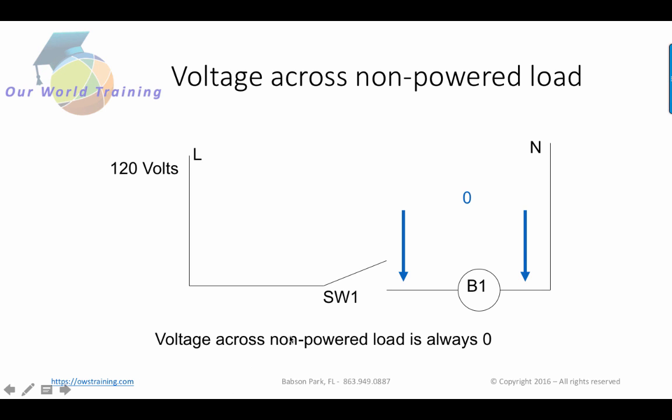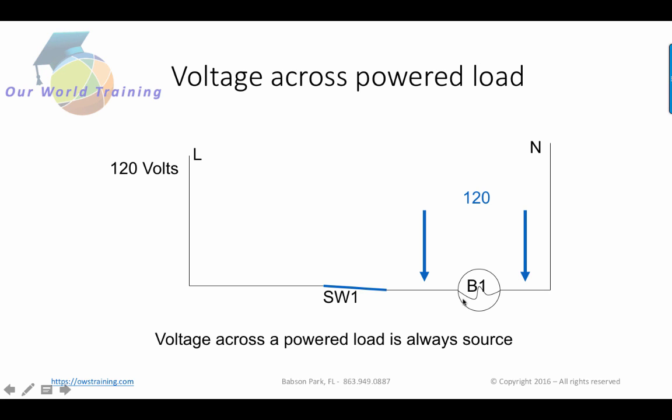Now, we change up to the load. Again, we have a meter lead here and a meter lead there. Voltage across a non-powered load is always 0. Switch is open. There's no difference in potential here. Voltage across a powered load is always source if there's a single load. So again, we have a single load here. That load, or light bulb in this case, is going to be using all of the applied voltage. So voltage across a powered load is always source.